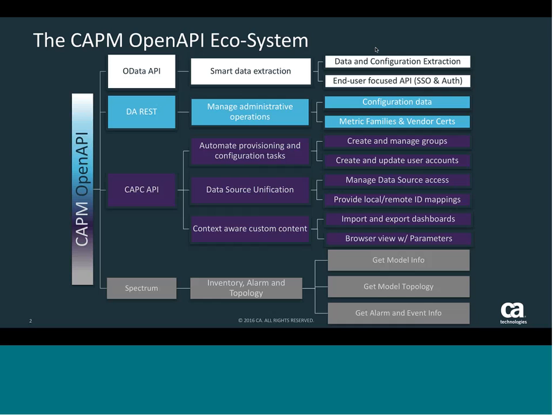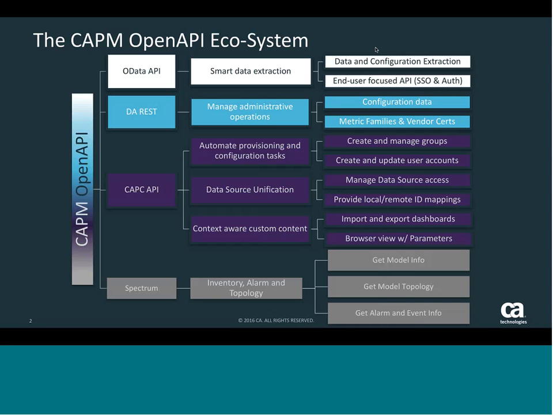But there's more APIs, right? We have our REST APIs in the data aggregator, and those are primarily to drive administration capabilities, right? So they're more about setting items or defining things rather than retrieving information. So whether that's configuration data, metric families, vendor certification, things like that, things that are focusing on asset information and being able to work dynamically with that asset information.